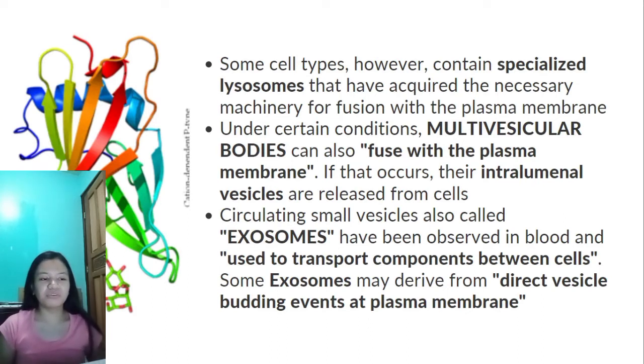And then, yung mga circulating small vesicles naman, tinatawag naman natin sila mga exosomes. So, yung mga exosomes na yun is mostly nakikita natin yun sa mga blood. And then, ang role nila is to transport components between cells. So, some exosomes may derive from direct vesicle budding events at plasma membrane.